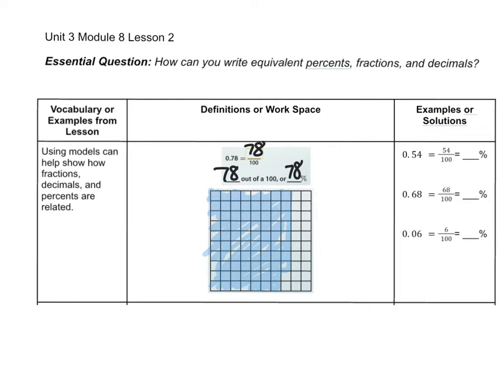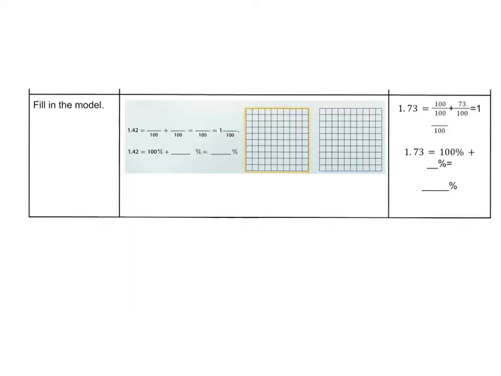Other examples, 0 and 54 hundredths. You can see that the fraction is 54 over 100 and the percent is 54%. 68 hundredths, 68 over 100, or 68%. And 6 hundredths, that means 6 out of 100 and 6%.